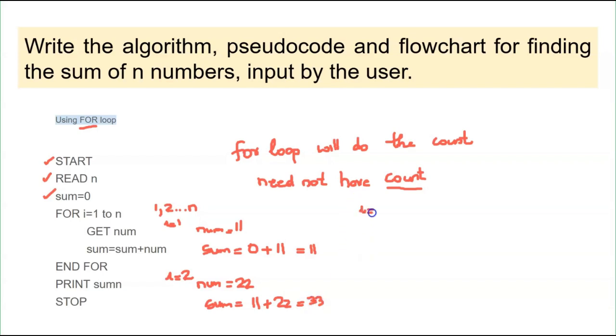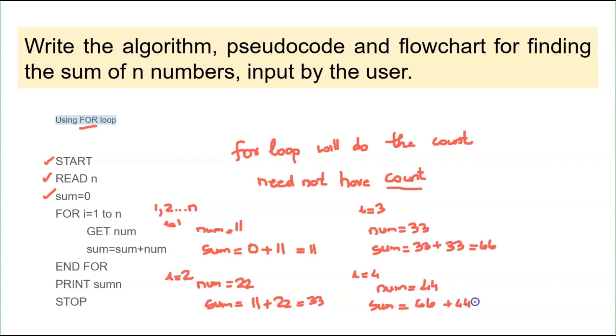Then I will be equal to 3. Num will ask for the next number. You will give the number 33. So sum will be equal to 33, that is the previous sum, plus the new number 33, which is equal to 66. Then you will again increment, the for loop I equal to 4. You will ask for the number. You will give the number 44, and you will find the sum, which is equal to previous sum plus 44, which is equal to 110.